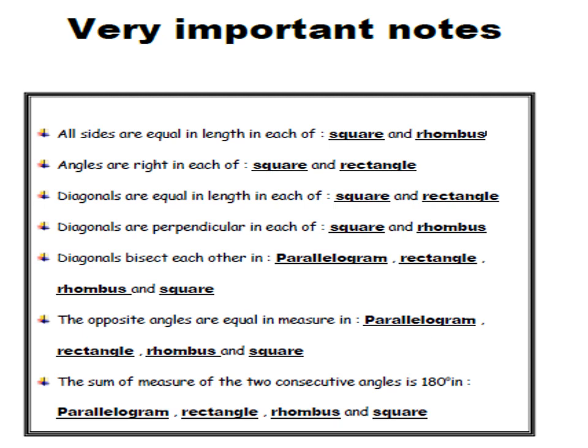Parallelogram and its special cases, rectangle, rhombus, and square. The opposite angles are equal in measure in the four shapes: parallelogram, rectangle, rhombus, and square. The sum of measures of the two consecutive angles is 180 degrees in parallelogram, rectangle, rhombus, and square.